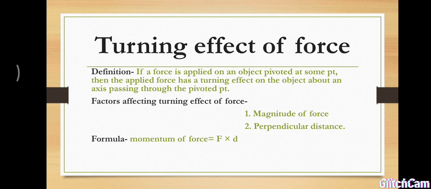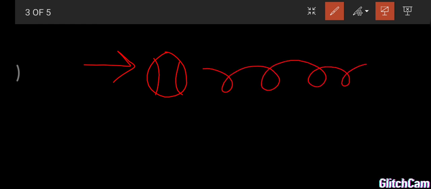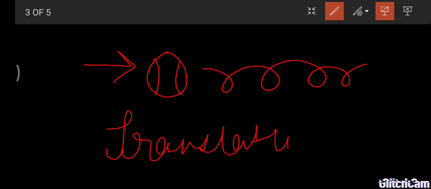Now we are going to study another effect, called the turning effect of force. For that, imagine this is a ball. Now the ball is free to move. If you apply a force on the ball, the ball starts rolling. This type of motion is called translational motion or linear motion.